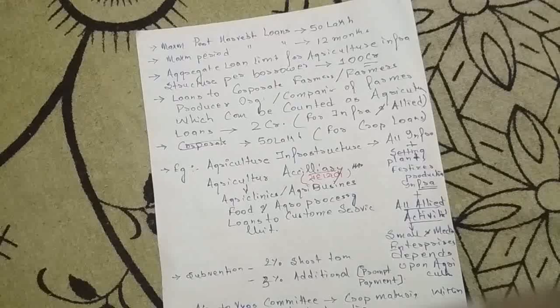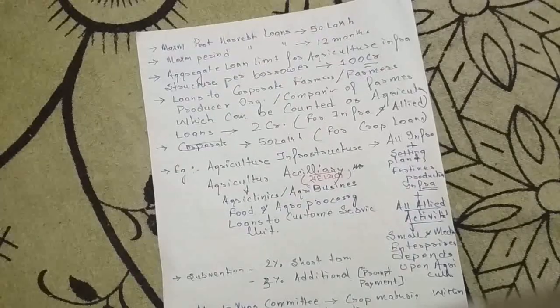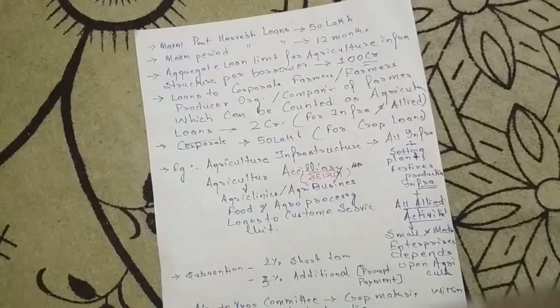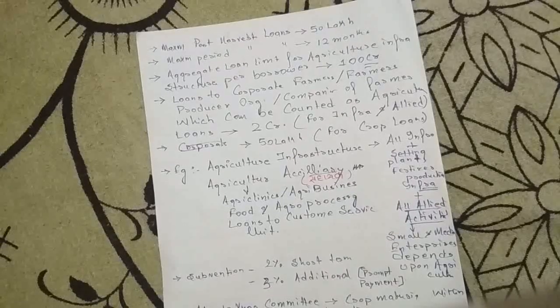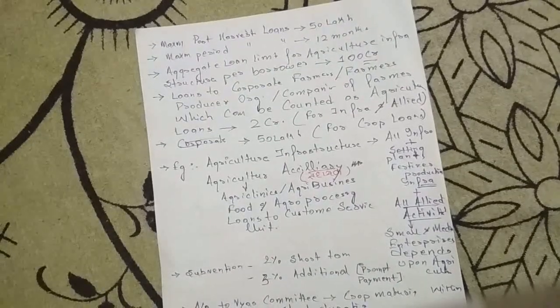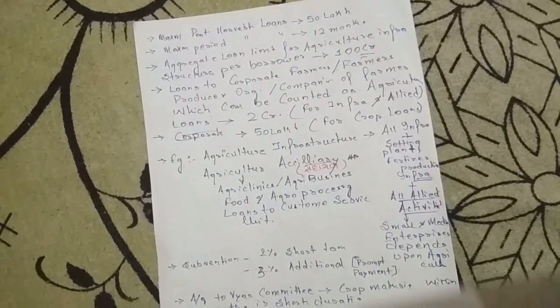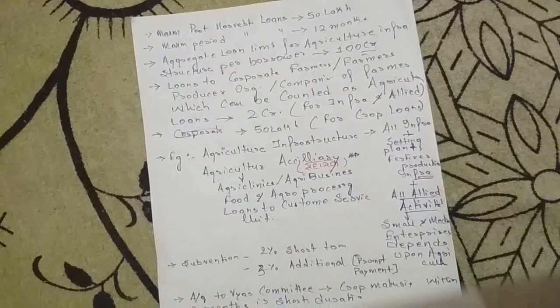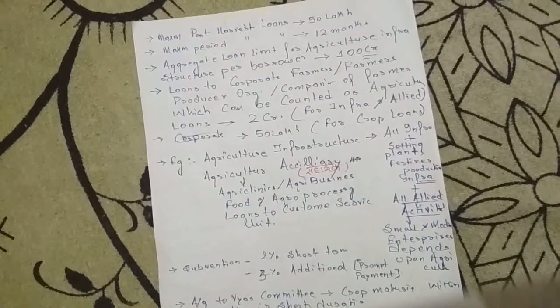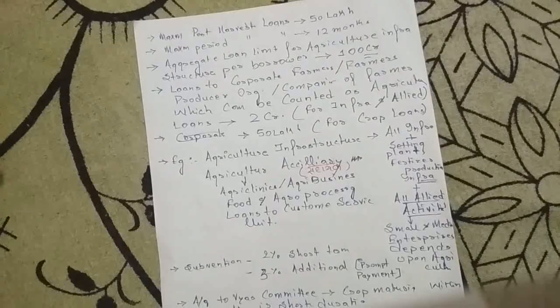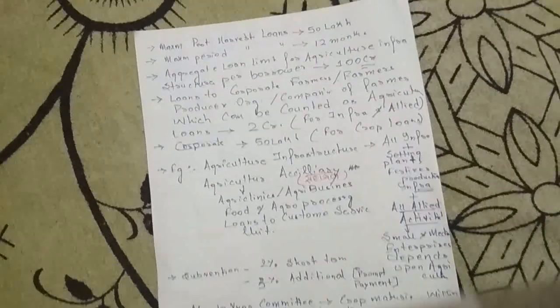I already told you that the subventions are given, and it is counted as priority sector lending, and there are lots of subsidies and various features in the schemes, like insurance as an add-on and additional benefits. There are lots of things. That's why these are classified separately.